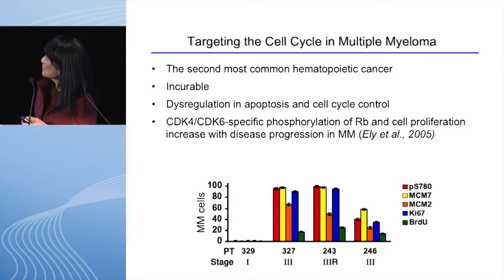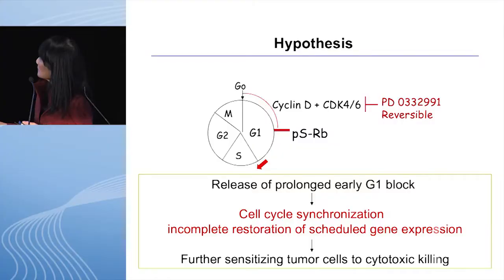For example, we published this in 2006. This is just 4 representative patients at different stages. If you just focus on the blue, which is Ki67, and the green, which is BrdU, we label the cells with BrdU for replication. You could tell that the different patients, stage 1, 3 relapse, and 3, have different levels of Ki67, representing different levels of proliferation. And that's matched by the BrdU labeling, plus the other DNA replication markers, MCM7 and MCM2.